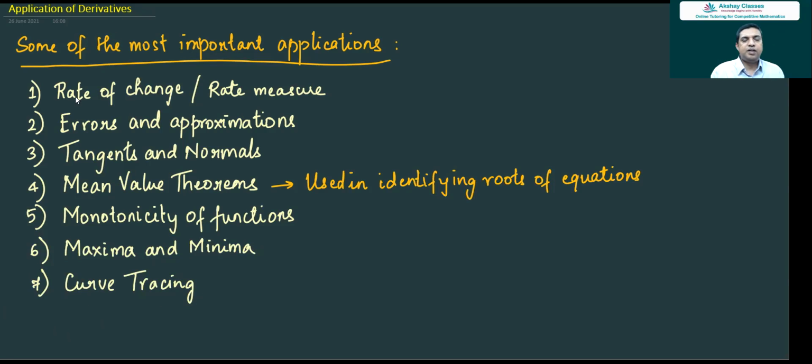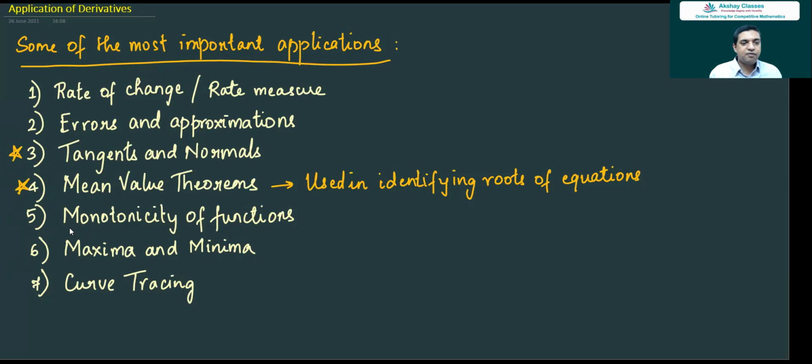Now, from the perspective of GATE, see these rate of change and errors and approximation, pretty much they come in general aptitude. Tangents and normals and mean value theorems, they come not in great frequency, but some questions come from these. Monotonicity of a function is something very important we need to understand to study the nature of functions.